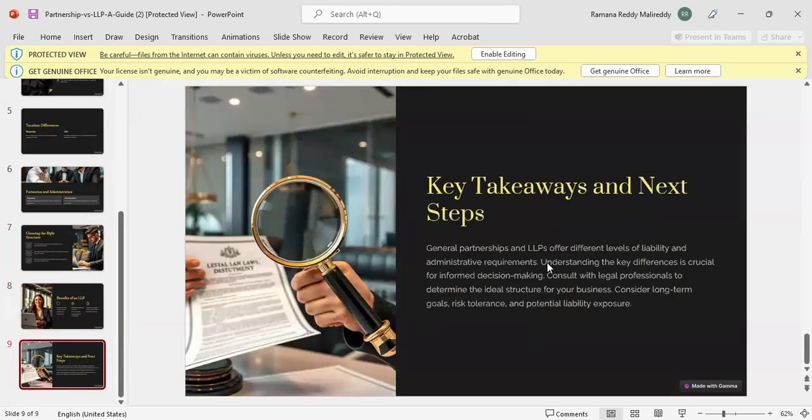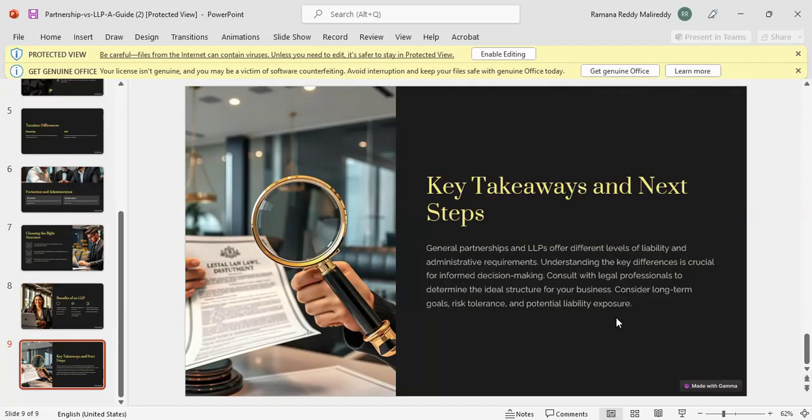The key takeaways. General partnerships and LLPs offer different levels of liability and administrative requirements, as we have discussed. So, understanding the key differences is the most important for an informed decision. Or otherwise, you can consult with legal professionals to determine the ideal structure for your business, considering long-term goals, risk tolerance and potential liability exposure.